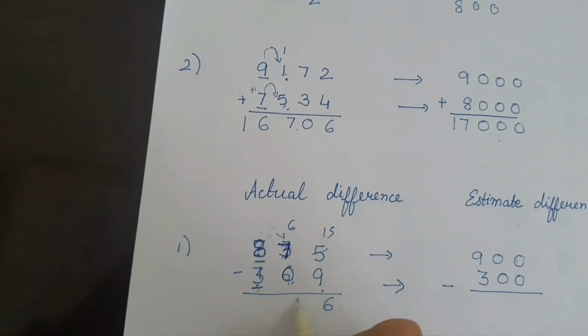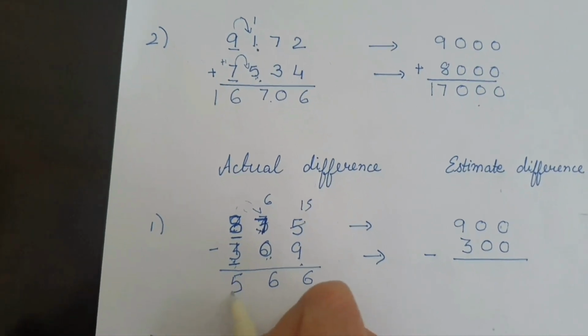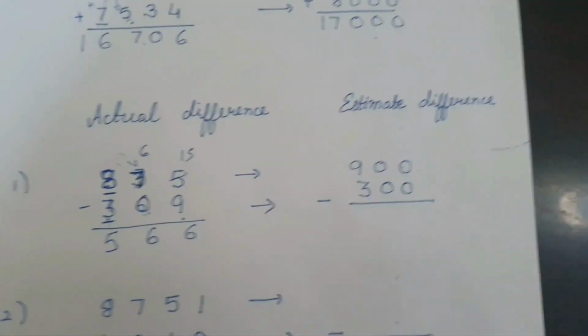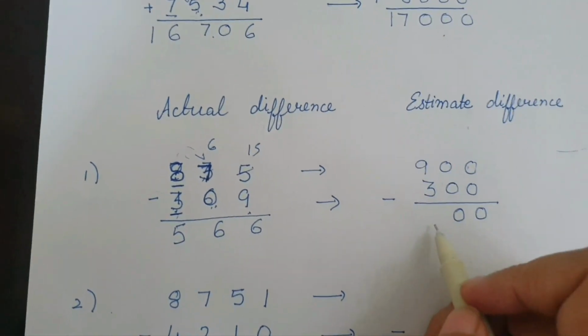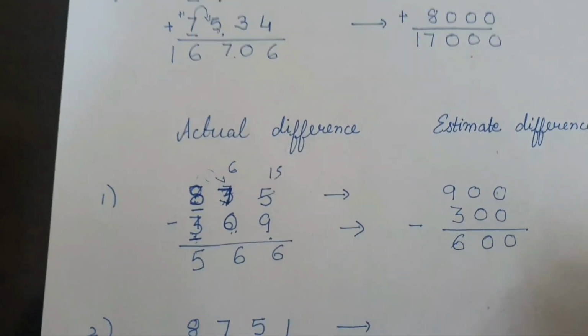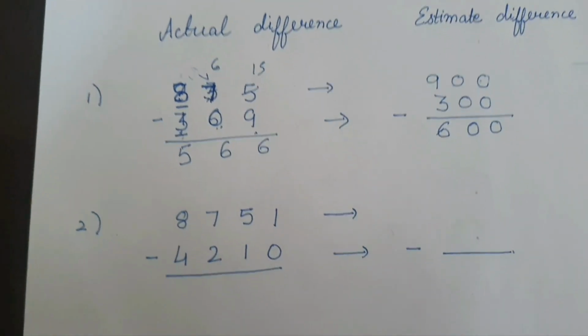6 minus 0 is 6. 8 minus 3 is 5. 566. And here it is 0, 0, and 9 minus 3 is 6. So 600 is your estimate difference. Now let's see the last one.